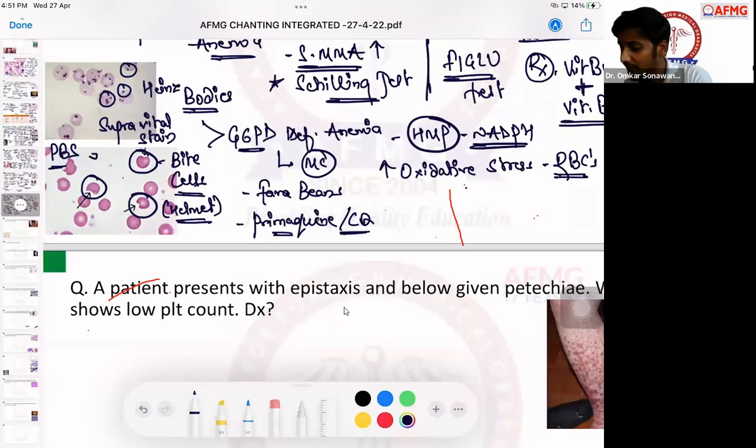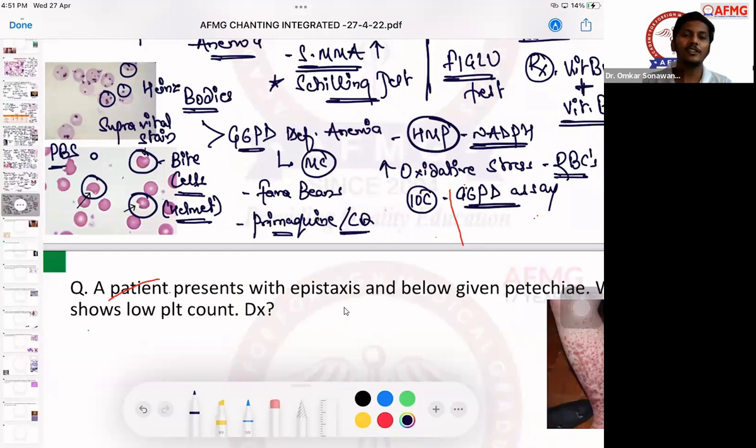What is the investigation of choice? Anybody? The investigation of choice is definitely to check the enzyme levels. We will need to check the enzyme levels, that is G6PD assay or serum levels of G6PD. Serum levels of G6PD or G6PD assay is the investigation of choice for G6PD deficiency.